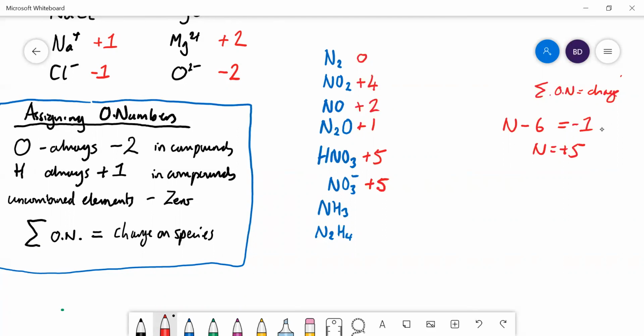NH3, well, hydrogen is always +1, so we've got N and three hydrogens, so that's +3, each one is +1, equal to 0. Nitrogen is -3, okay. Hydrazine, let's do that one. We've got 2 nitrogens and +4 for the hydrogens. The charge is 0, so 2N is equal to -4, N is equal to -2.